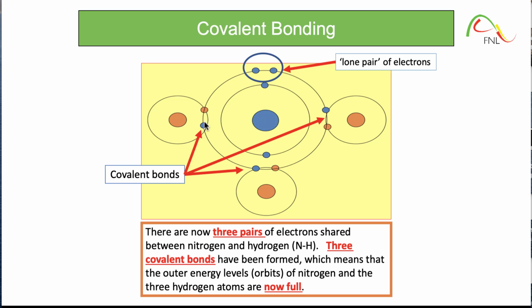So there is a covalent bond. So that hydrogen's got 2 electrons. It's happy. Here's another hydrogen over here. Again, sharing, covalent bond. And the third one here, again, sharing. So nitrogen has got this lone pair of electrons here. They're not involved in bonding at all. It's got 1, 2, 3, 4, 5, 6, 7, 8. There are now 3 pairs of electrons shared between nitrogen and hydrogen, what are called nitrogen-hydrogen bonds. 3 covalent bonds have been formed, which means that the outer energy levels or orbits of nitrogen and the 3 hydrogens are now full. They're stable.